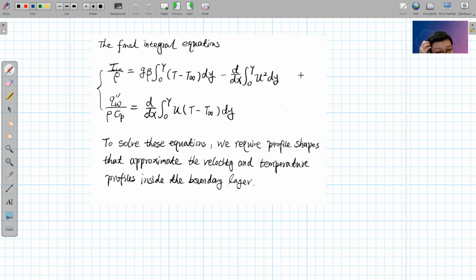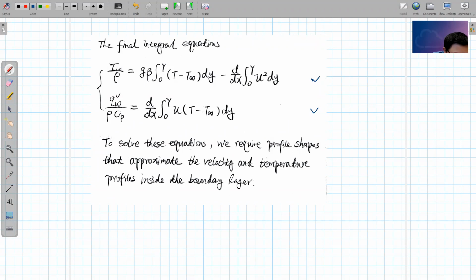After we derive this integral form of the equation, we want to solve for what tau w will be and what qw prime prime will be. To do that, we need to know the temperature profiles and the velocity profiles. So to solve this equation, we require profile shapes that approximate the velocity and temperature profiles inside the boundary layer. This is always the case for the integral method.